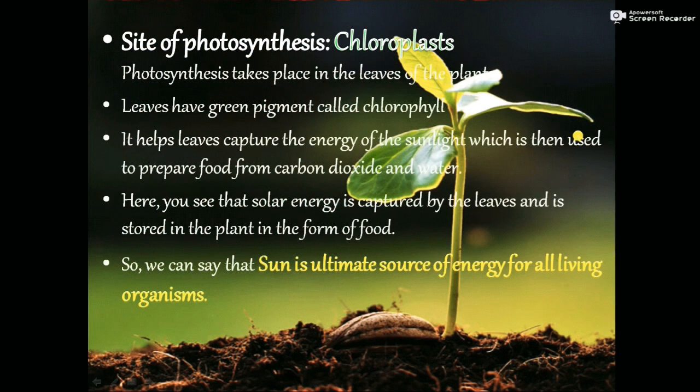Now the site of photosynthesis, that means chloroplast. Chloroplast present in the leaf portion of plant. Leaf have a green pigment called chlorophyll. Chlorophyll help to capture sunlight, which is then used to prepare food from carbon dioxide and water. That means the solar energy converted into chemical energy, and as a result food are stored in the plant.